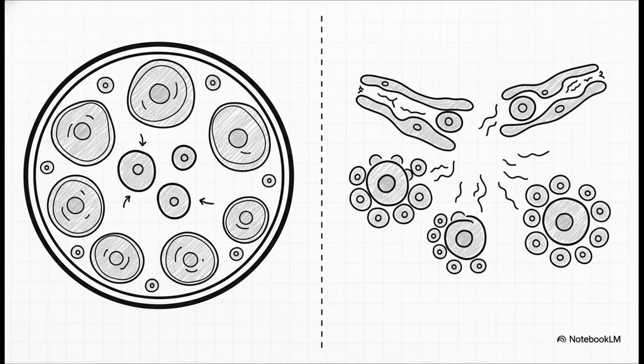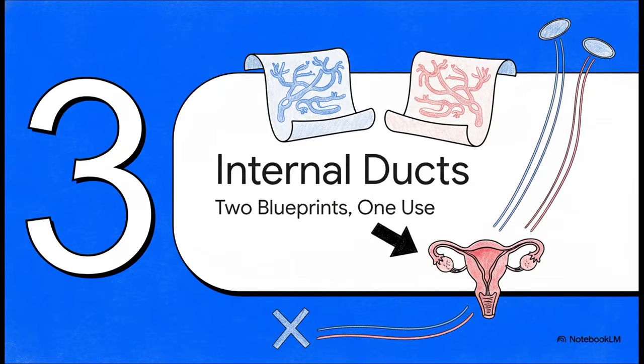And if we zoom in even closer on a cellular level, in an XY embryo, you get these specialized cells. Sertoli cells, which provide support, and Leydig cells. And these Leydig cells are a huge deal because by week 8, they start pumping out testosterone. This hormone is going to drive pretty much the rest of male development. Meanwhile, in an XX embryo, those cortical cords we just mentioned break up into little clusters, and each one wraps around a germ cell to form what we call primordial follicles. Basically, the future eggs.